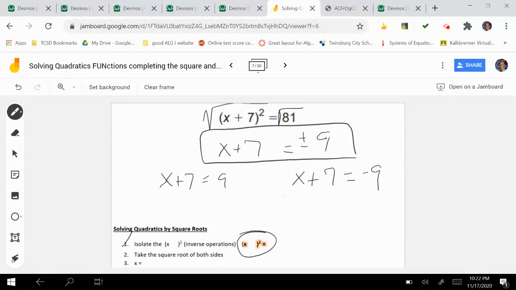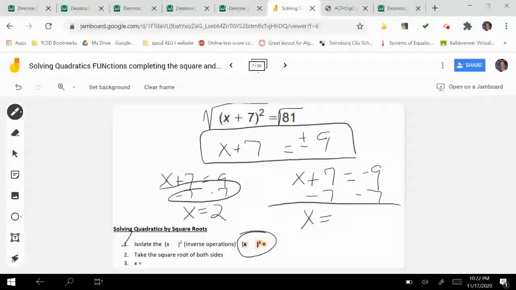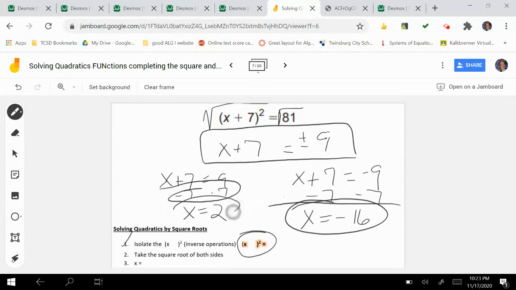And now I need to solve for x. How do I move 7 to the other side? Make it negative, and I get x equals 2. And on this side, I subtract 7. It's the same step as you can see right here. And I get x equals, be careful, because you have a negative and negative. If I owe you $9 and you just bought me lunch, which was $7, I now owe you negative $16, right? So we have our two solutions for that.